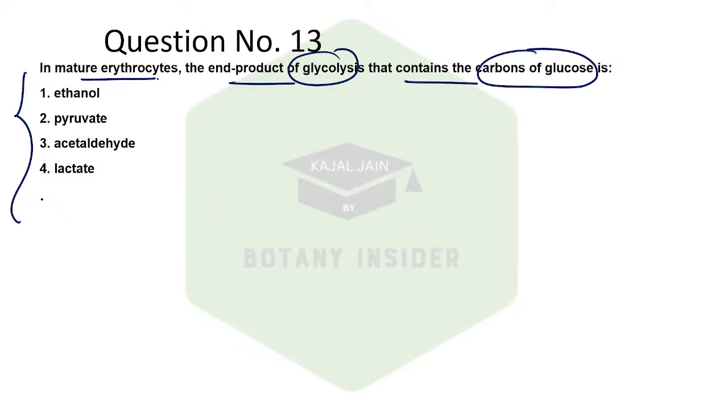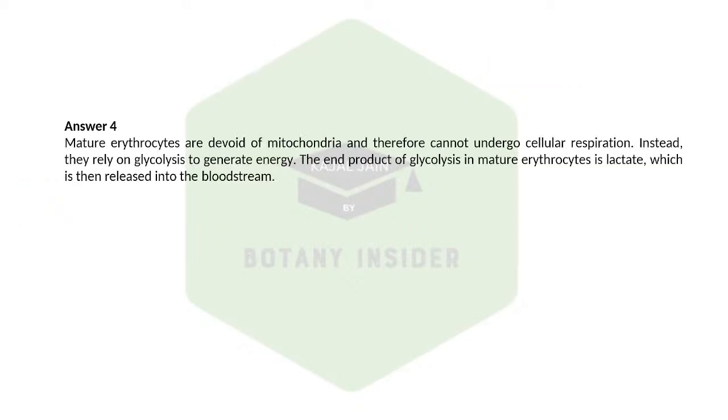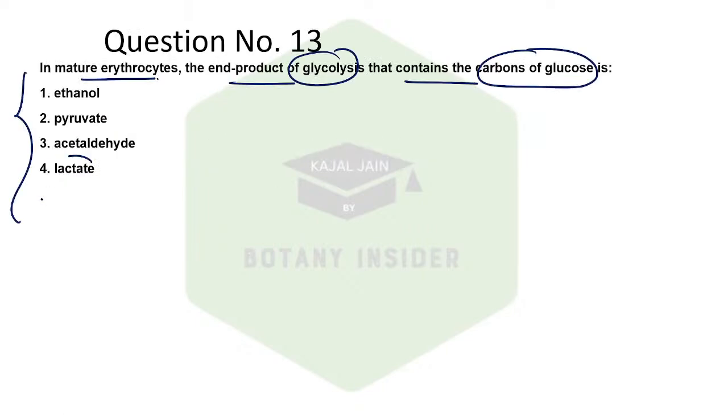Give it a try to the question. Very, very simple. The question is asking that in the mature erythrocytes, the end product of your glycolysis that contains the carbon of the glucose is... Let's look into the answer. Very simple. The answer is option number 4. That is lactate. Okay. End product of glycolysis in the mature erythrocytes.